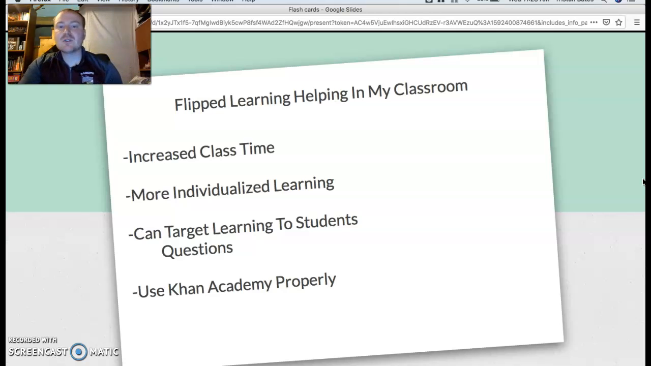So you have students submit questions. After they submit questions, you can then tailor your lesson or your section there on answering those questions. And also using Khan Academy properly. One of the articles that I read was about improper use of Khan Academy, which just in general, is the improper use of flipped learning.